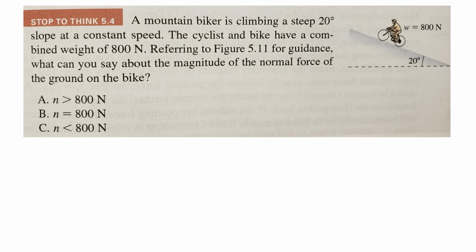So then we take a look at this one. The mountain biker is climbing, that's important, a steep 20-degree slope at a constant speed. The cyclist and bike have a combined weight of 800 newtons. So then we have the figure that we were just looking at for guidance. What can you say about the magnitude of the normal force of the ground on the bike? So then you have three choices there.